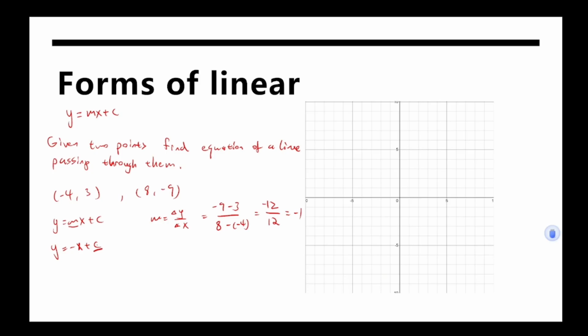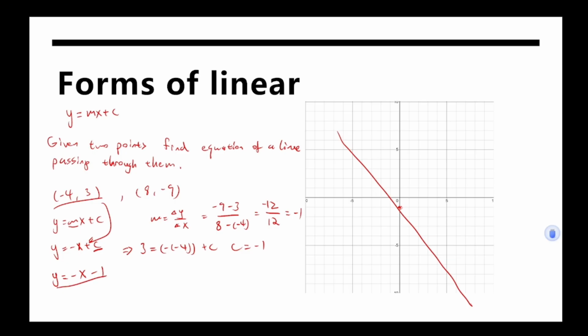Now we want to know c. So we just plug in one group of values. So we'll have 3 equals 4 plus c. Thus c equals -1. So we'll get y equals -x minus 1. So it will be something like this. It's not in ratio and the points are not lined up, but something like this.